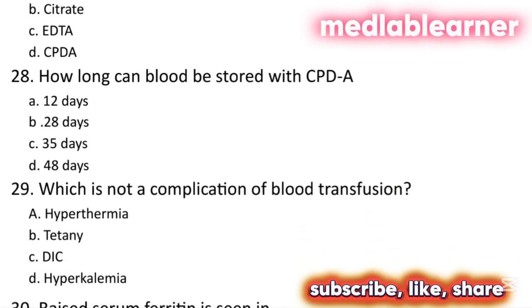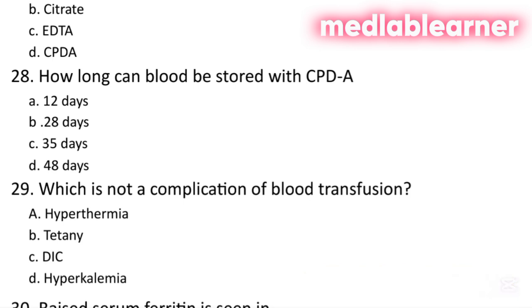28. How long can blood be stored with CPDA? A. 12 days, B. 28 days, C. 35 days, D. 48 days. Answer will be C. 35 days.